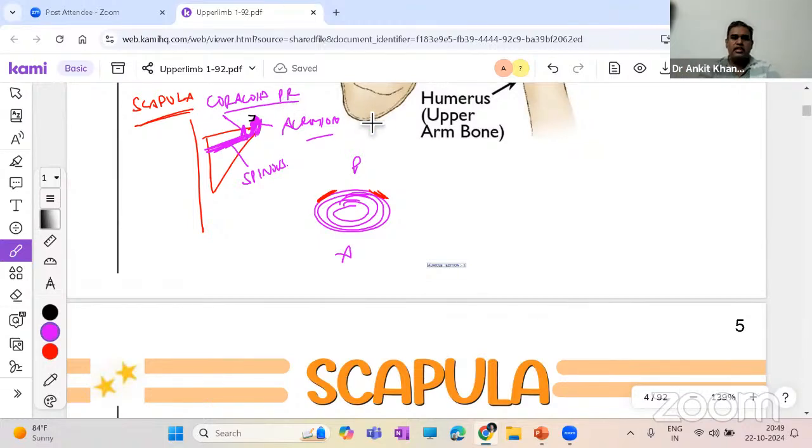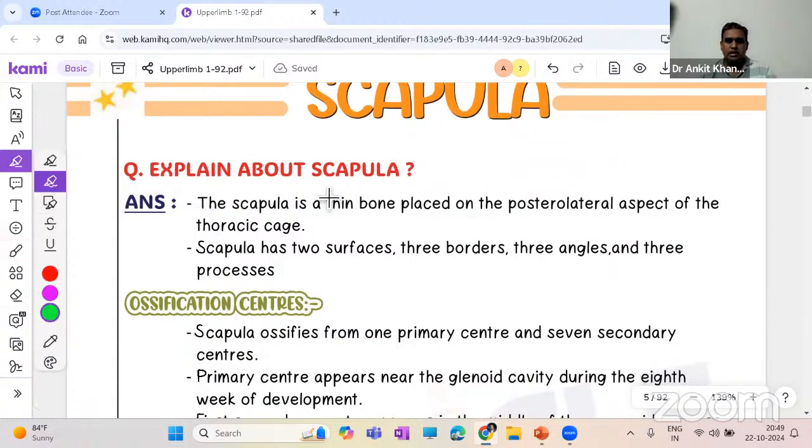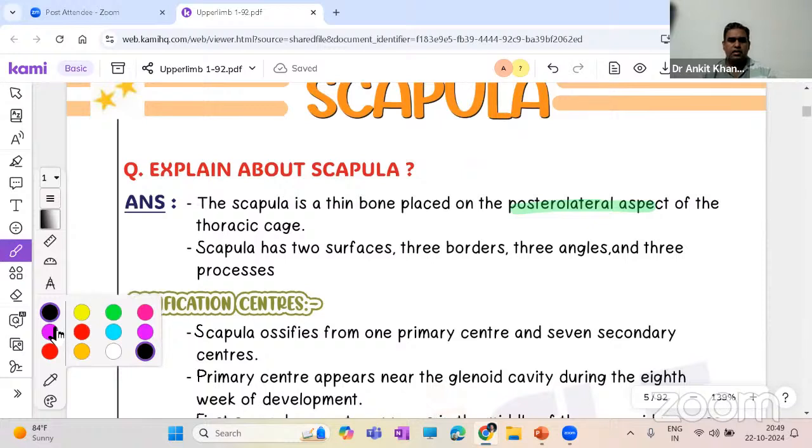There are some few things initially I want to tell you before discussing the notes of the scapula. But let's move to the notes part also. The scapula, the thin bone, lies in the posterolateral aspect of the thoracic cage. It has two surfaces, three borders, three angles, three processes. Now, don't get intimidated by all these words.